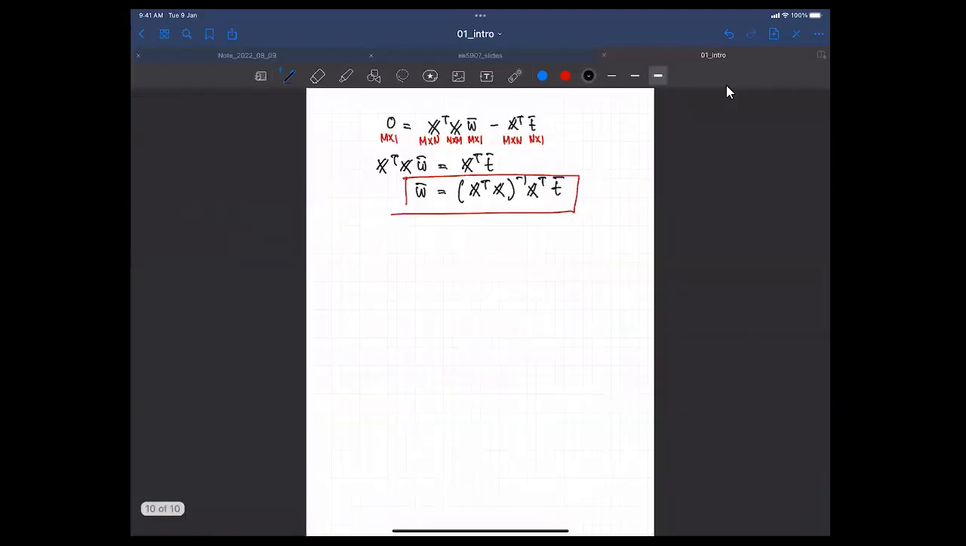Is X transpose X always invertible? Or sometimes it's singular and we cannot invert it? Yeah, that's good. The assumption here is that X transpose X has to be invertible to get the answer. If it is a singular matrix, then you cannot get the answer. So what should we do? I will explain later if we have time. That's another problem.